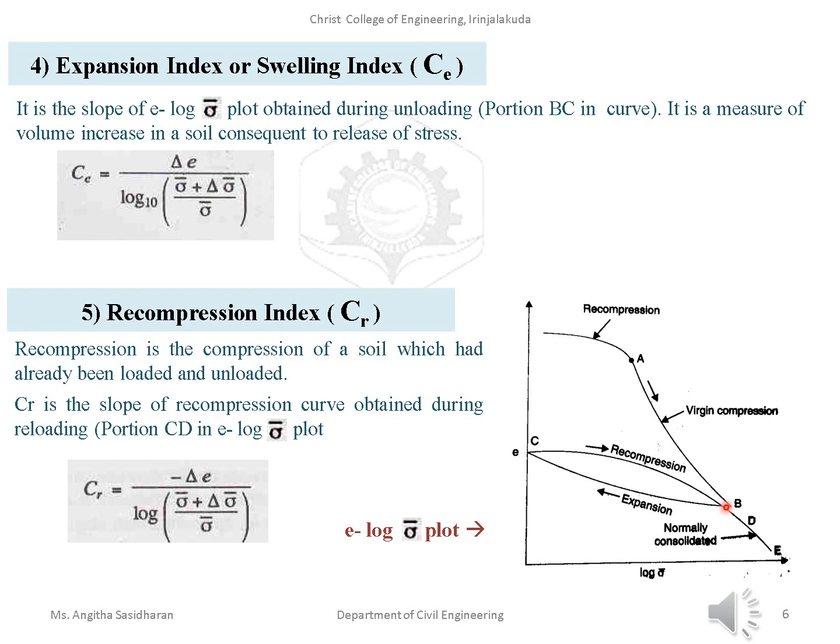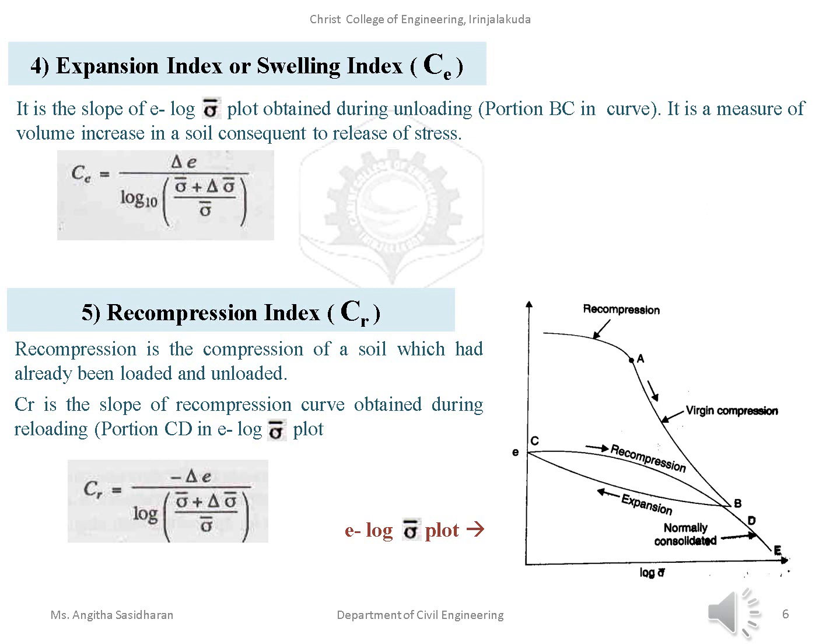It is a measure of volume increase in a soil consequent to release of stress. During unloading, we are removing the pressure that we are giving, so the soil experiences a decrease in stress. Then the soil will expand by taking in water, and it will show an increase in volume. So the expansion index is a measure of volume increase in a soil when there is a release of stress. Mathematically the expression is given.